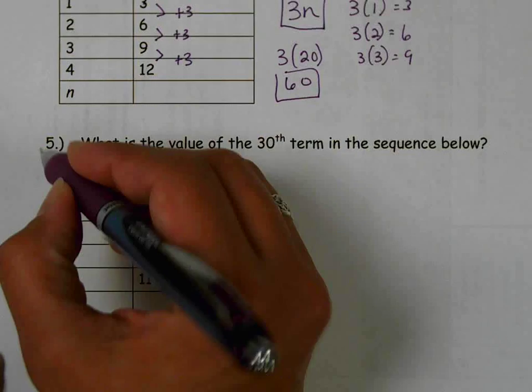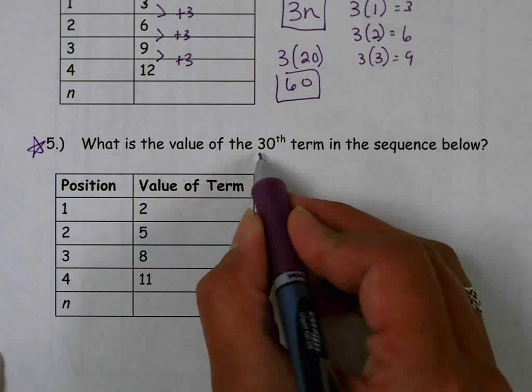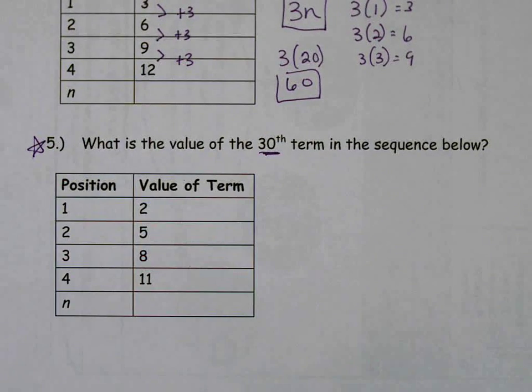Okay, number 5, I would like for you to try that one on your own. You're trying to find the 30th term in the sequence. And tomorrow in class, we will look at more types of sequences that maybe we don't write the rule for, but that we have to determine which rule matches the sequence.